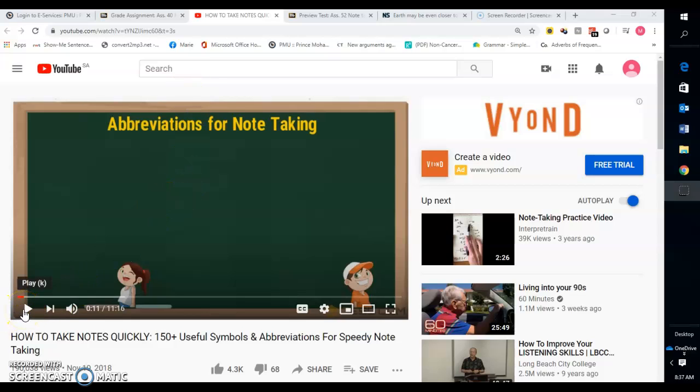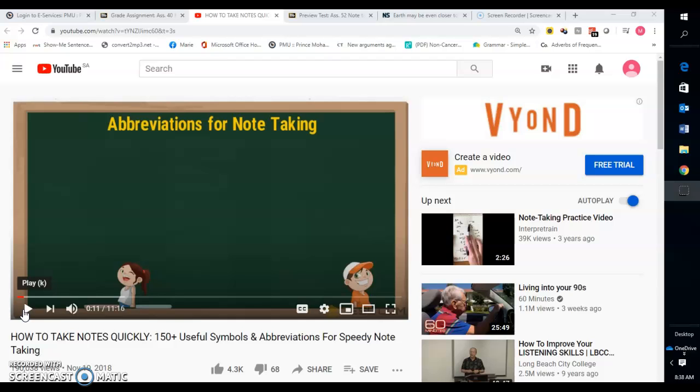So here we have it. The video begins with the letter A, the first letter of the alphabet, and goes all the way through to the end of the alphabet. So there are many words. You don't have to know them all because you cannot do that before the exam, but through your time at university it is important to get used to writing words in a short way.